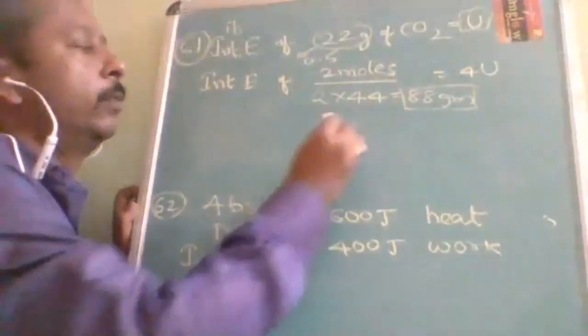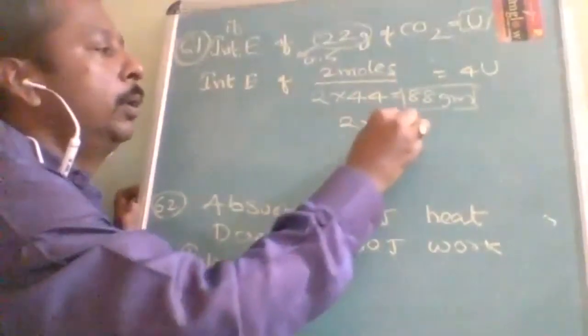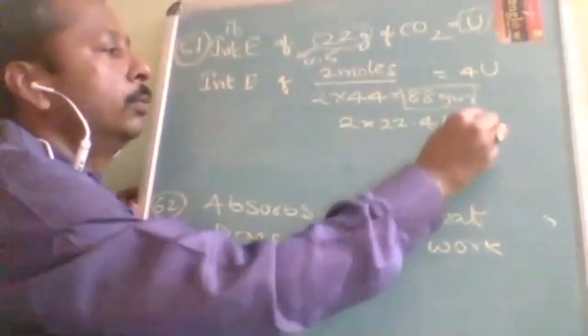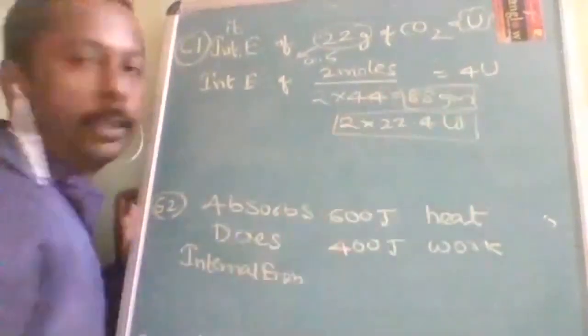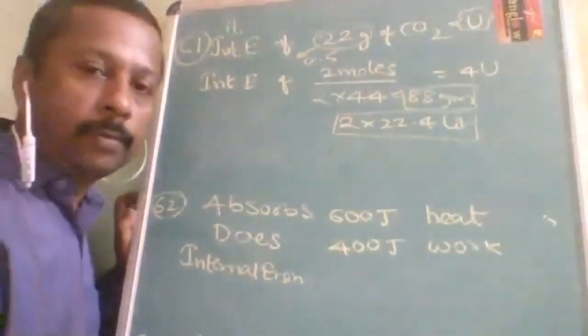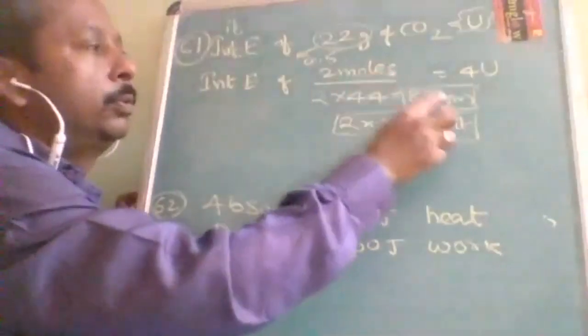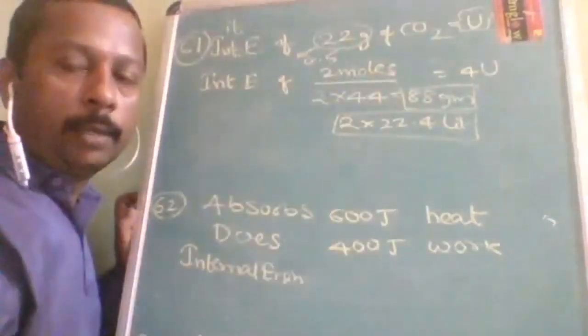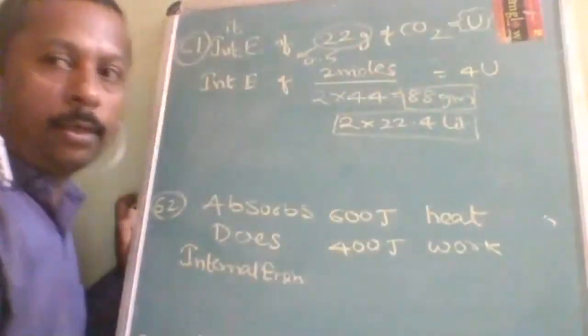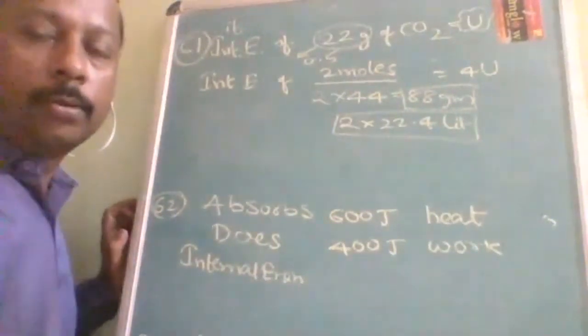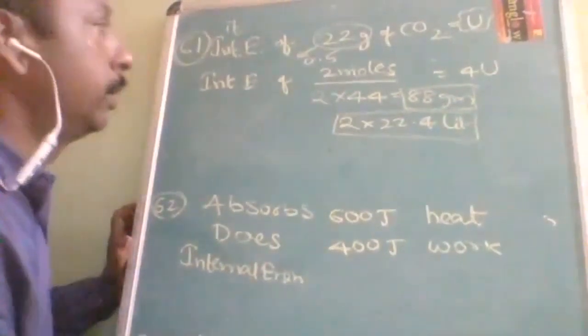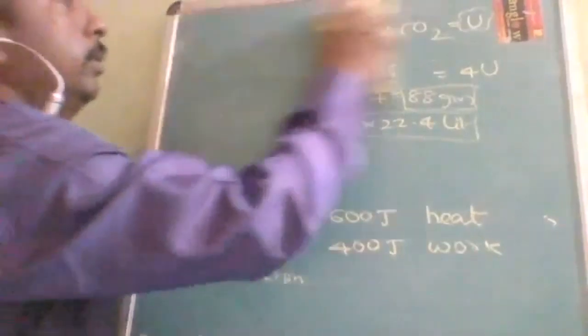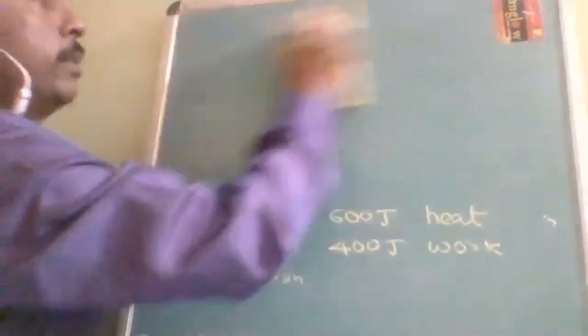If it is given in volume also, 2 into 22.4 liters. So the question may be repeated. The question may be asked in terms of the volume, terms of the moles, terms of the mass. You should be able to answer according to the options. According to the options, you have to select the procedure. Is it understood? Next, very basic question.